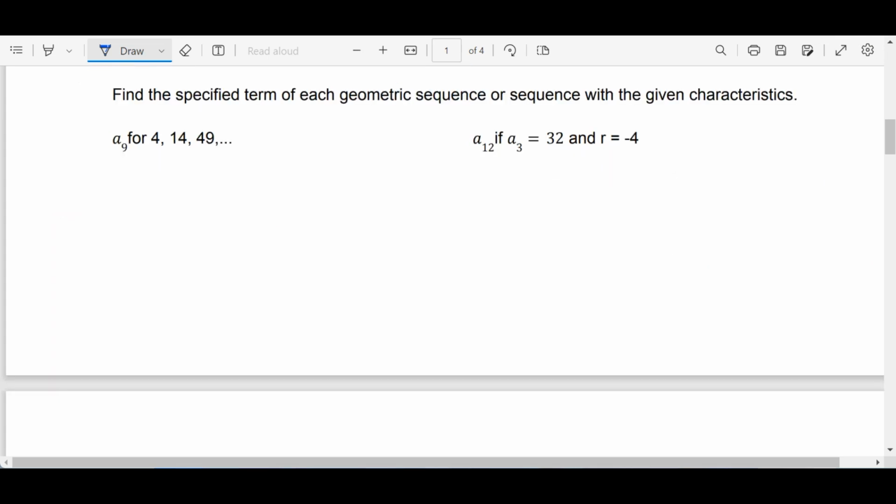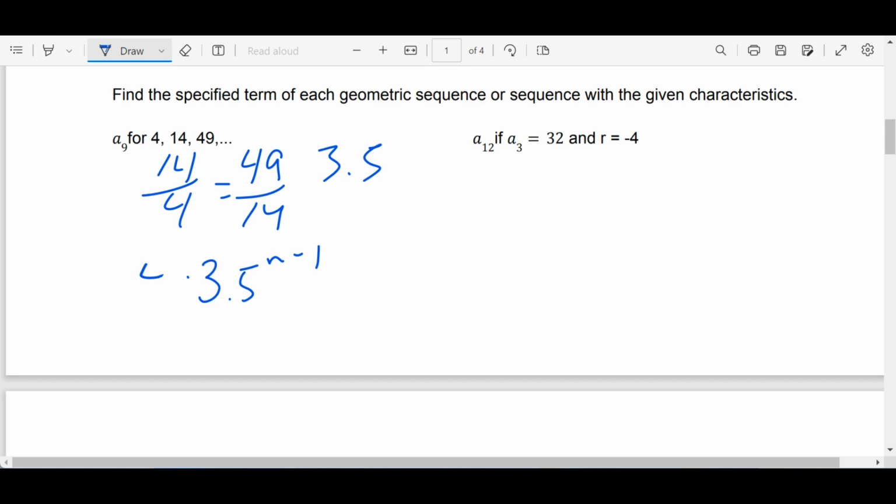Find the specific term of each geometric sequence with the given characteristics. So we want to find a sub 9 for 4, 14, 49. So 14 over 4, 49 over 14. Those two are equal to each other and get about 3.5. There you go. That's good. So since we've got 3.5 for r, and a sub 1 is 4, what's n going to be? n's going to be 9 because it's the ninth term.